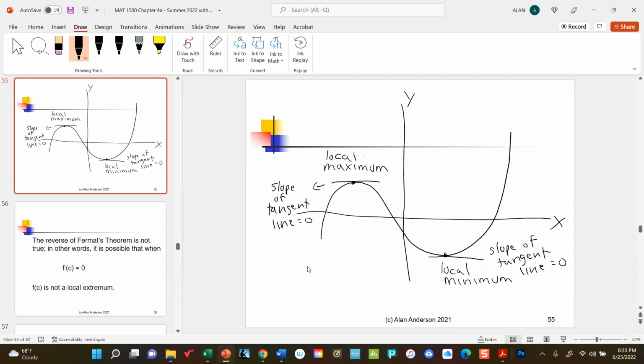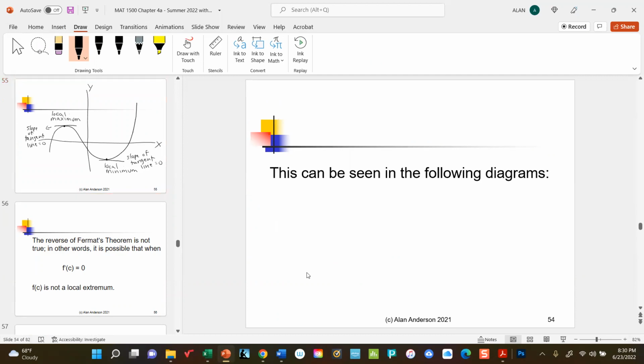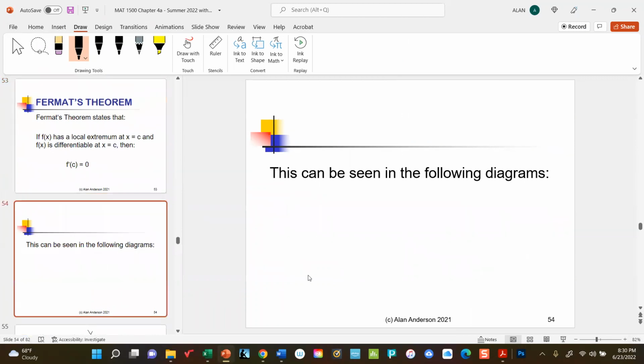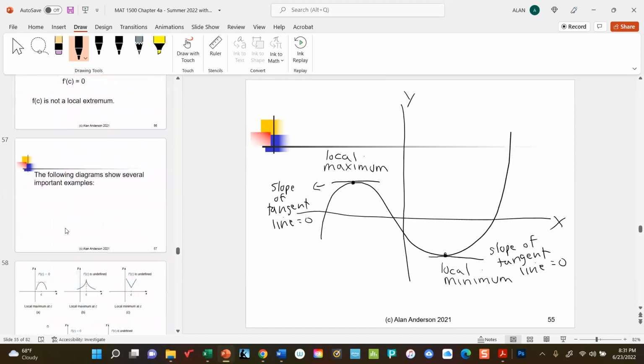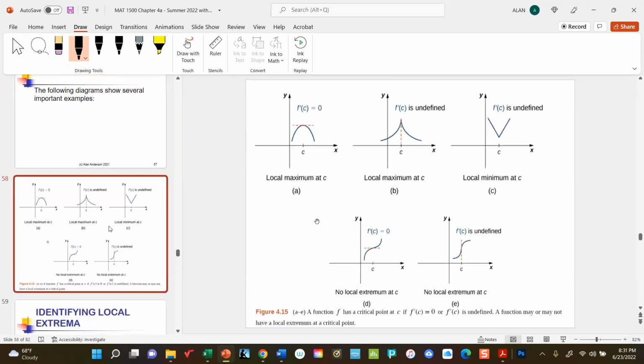But it doesn't always work both ways, though. In other words, you could actually have a function where the derivative is 0 and yet it not be a maximum or a minimum. Now, it's hard to draw those examples. There's one here, two of them actually, that are very tricky. If you look here, obviously this one does have a local maximum. f prime of c is 0. This one is interesting because this function technically has a local maximum, but f prime of c is undefined. And then the same thing's here.